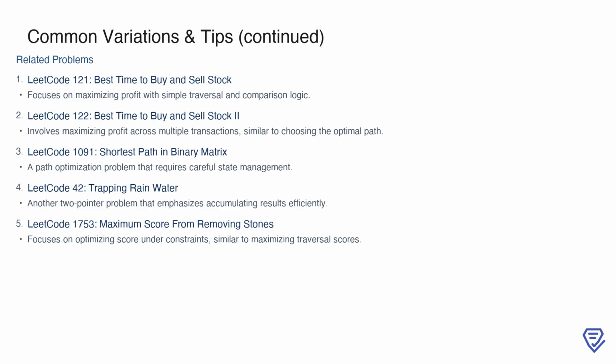Another great exercise is LeetCode 1091, Shortest Path in Binary Matrix, which involves optimizing paths while managing states effectively. LeetCode 42, Trapping Rain Water, uses a two-pointer approach for efficient accumulation, similar to the techniques here. Lastly, LeetCode 1753, Maximum Score from Removing Stones, shares the goal of maximizing scores under constraints, making it a great extension of the concepts explored in this problem.